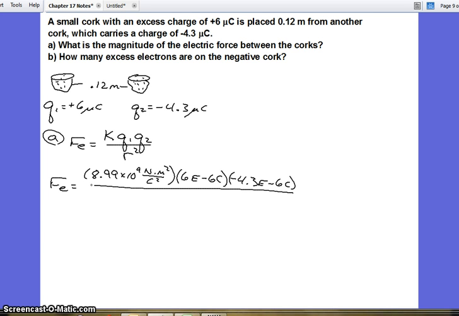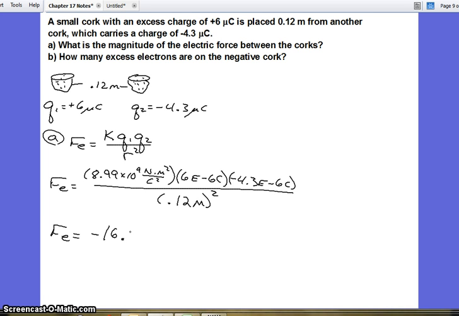All divided by my distance. And the distance between them is 0.12 meters. Don't forget that that distance is squared. A very common mistake is to not square that distance. So we solve for the electric force, and we get that the electric force is negative 16.1 newtons.